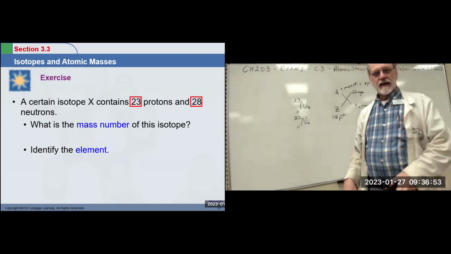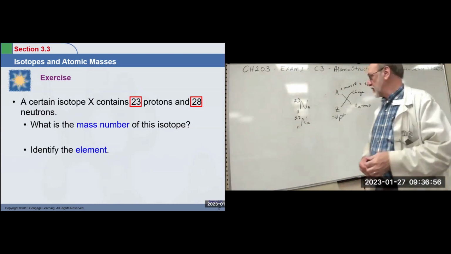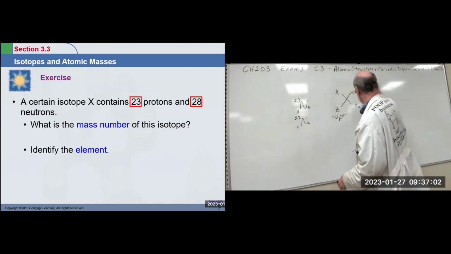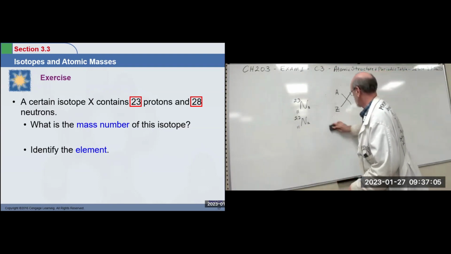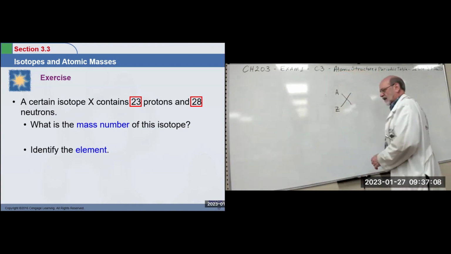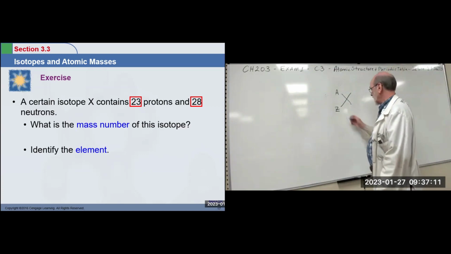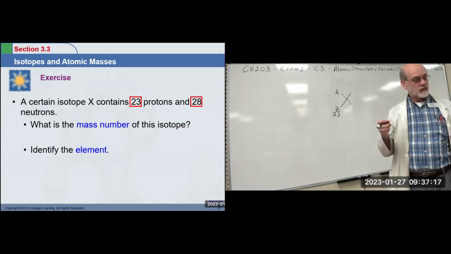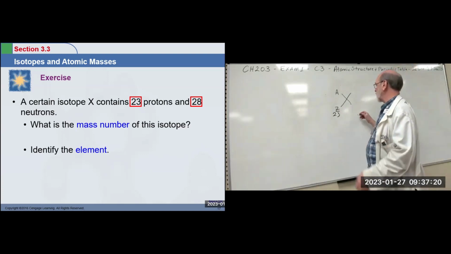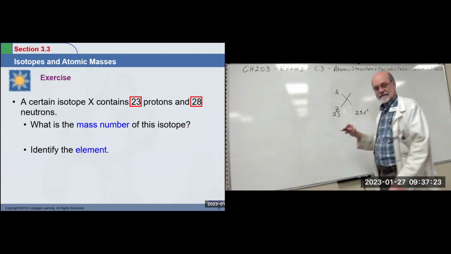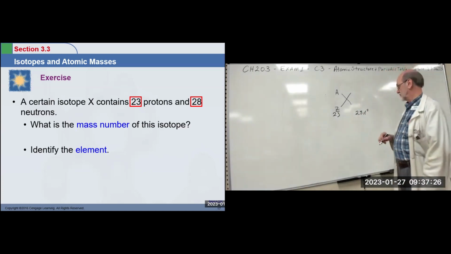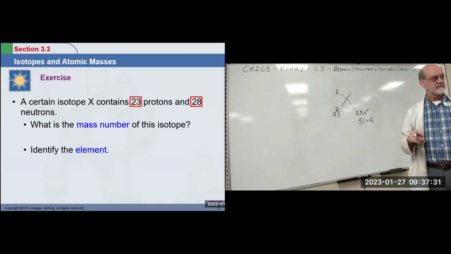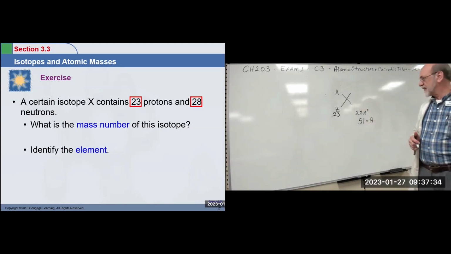Okay. Let's see. What if we have this element? Let's remove some of the clutter. We have this unknown element, but we're given this information. Its atomic number is 23, which means what? 23 protons. And it has 28 neutrons. Okay. What's the mass number? Right, 51. Just add them up. What's the element?